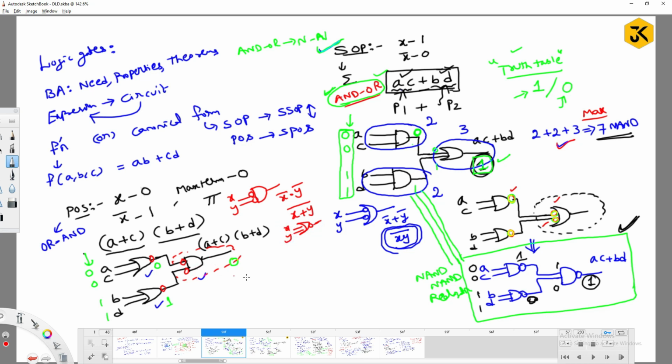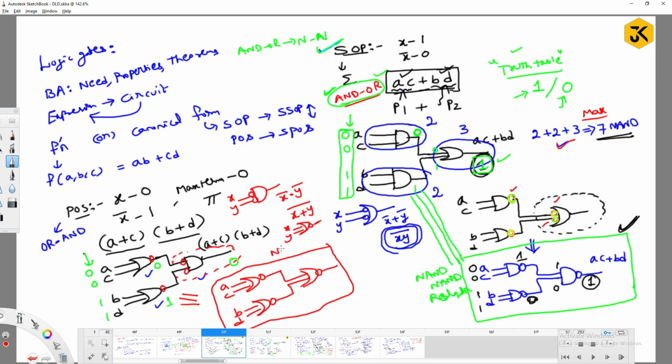So I can represent this entire circuit like this: A, C, B, D. That's it. So this is the parallel or equivalent representation of this one. So this is what I can call NOR-NOR realization, right? So it is easy for us to implement any circuit in terms of NOR-NOR realization when your circuit is in the form of OR and AND representation, meaning that it should be in the form of product of sums.